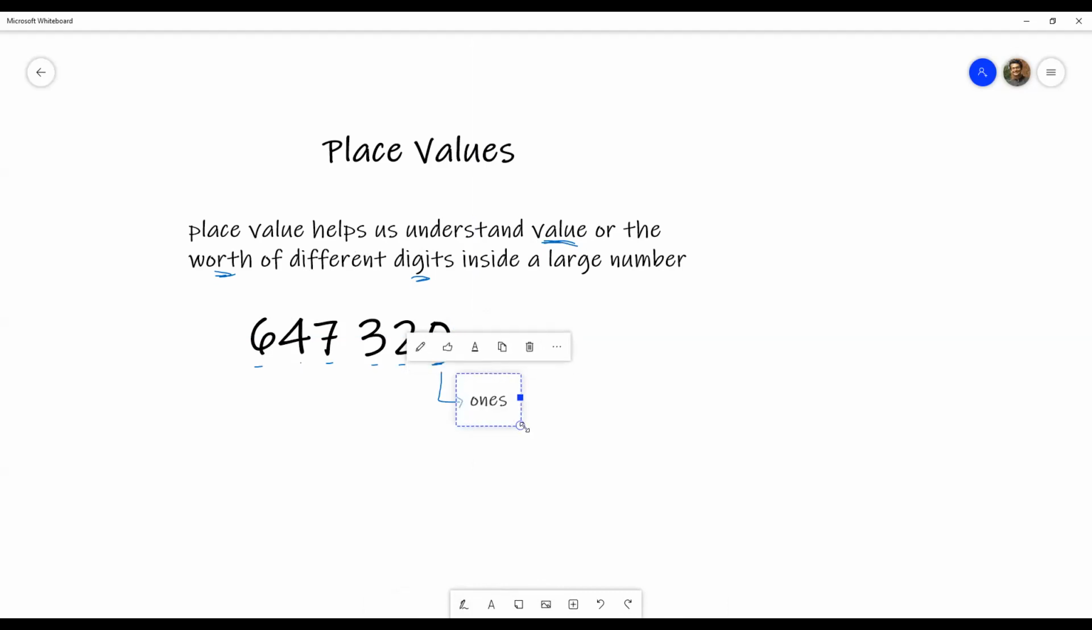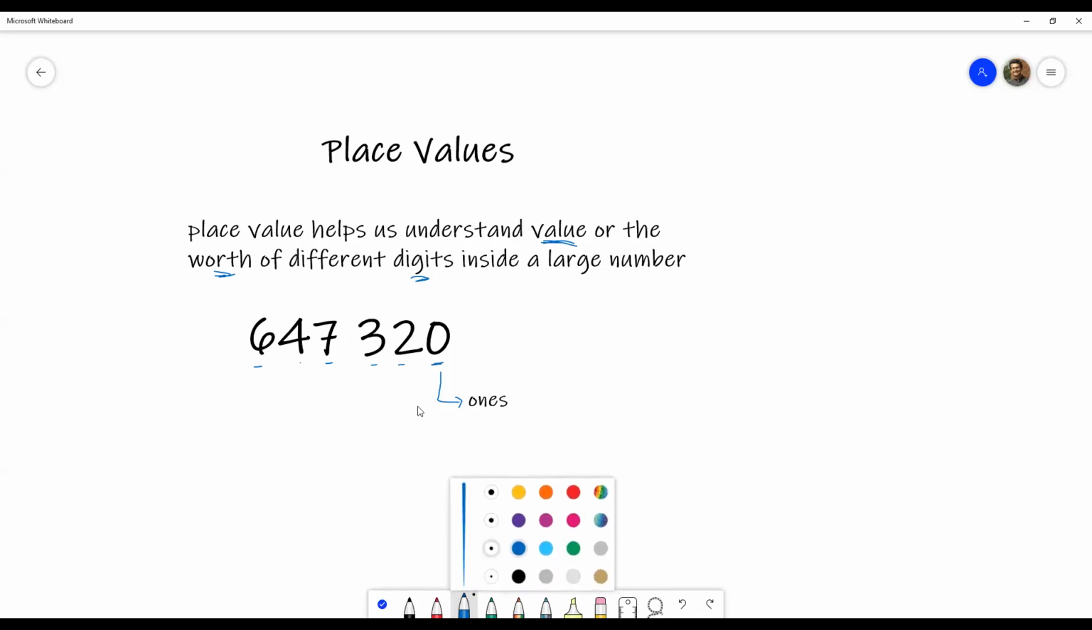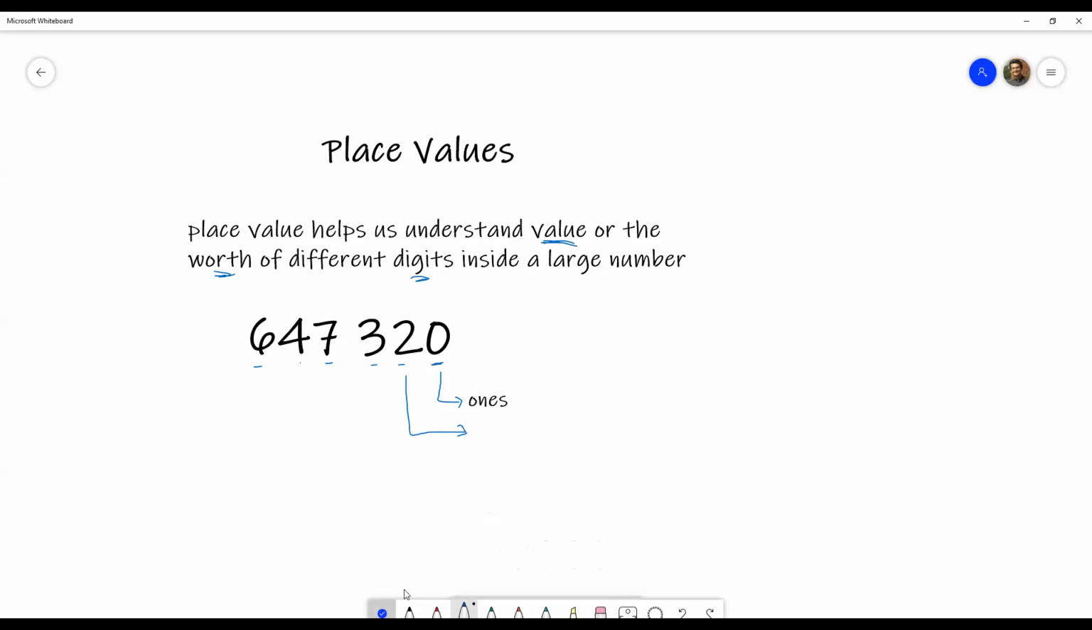Okay, can you see ones? Yeah, a little bit larger now, you can see it. Yes. So the value of 2 is going to be tens. So something like that. These two things, ones and tens, mean the value over here, the value and the worth inside a large number.